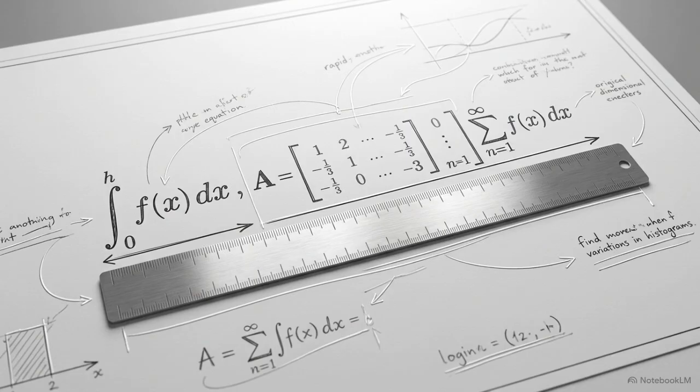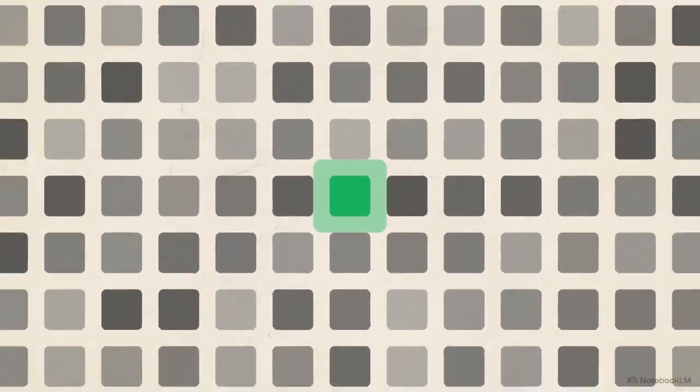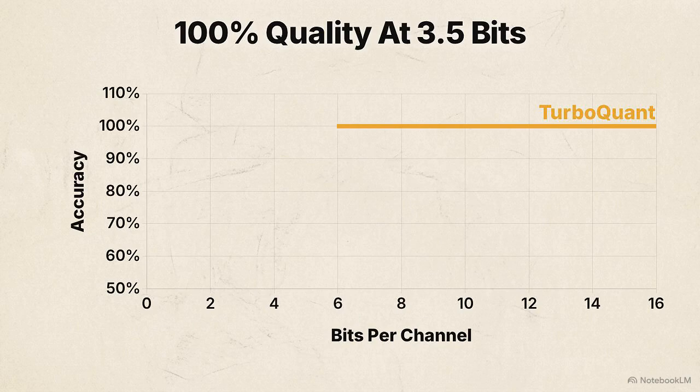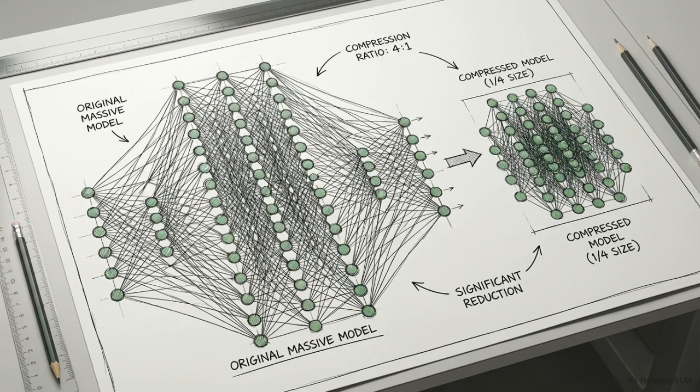We can now evaluate how this theoretical mathematics translates into academic benchmarks. The researchers validated their claims using the long-context needle-in-a-haystack retrieval benchmark, which tests a model's ability to locate specific information buried inside massive text prompts. The published results report absolute quality neutrality when quantizing down to 3.5 bits per channel. Even at a 4 times compression ratio, Turboquant scores 0.997. This identically matches the uncompressed full-precision baseline model.